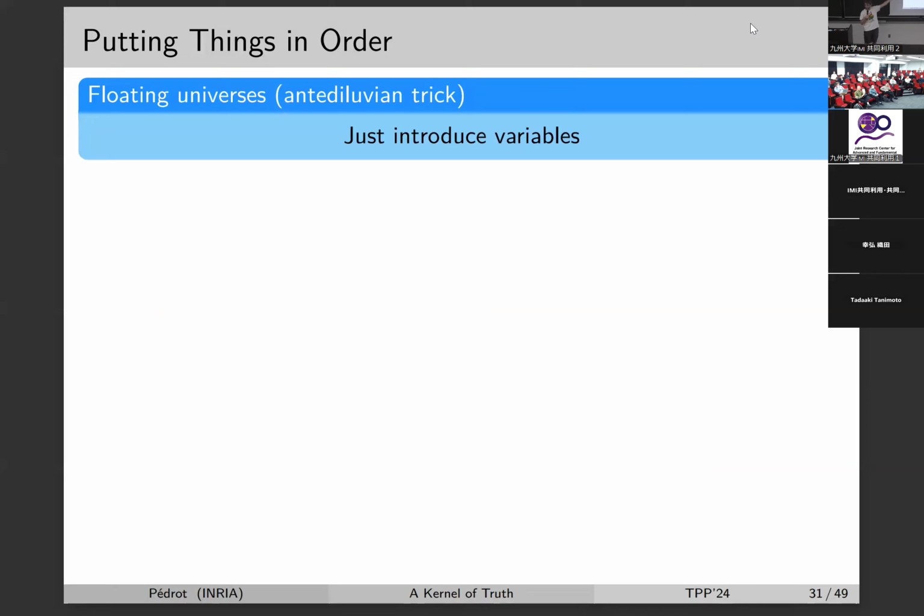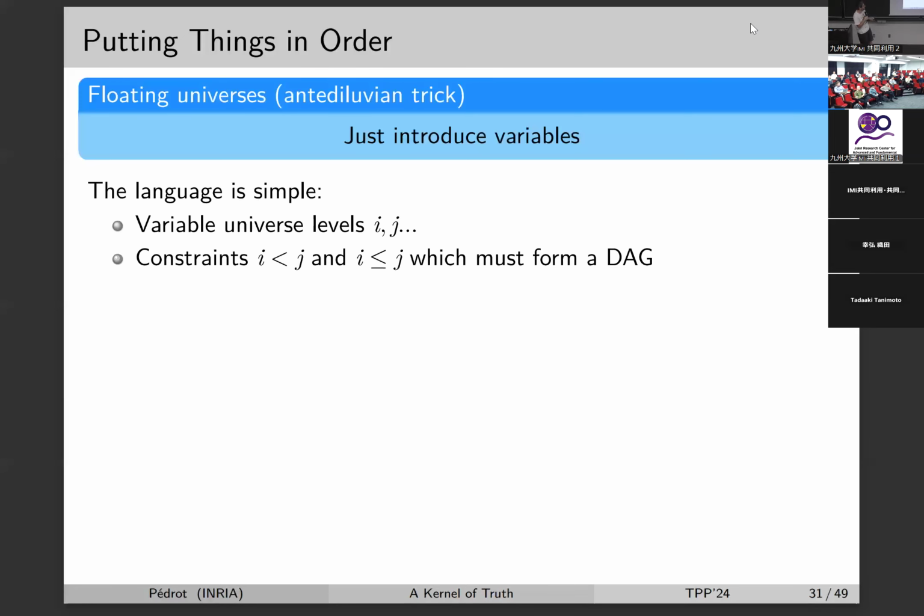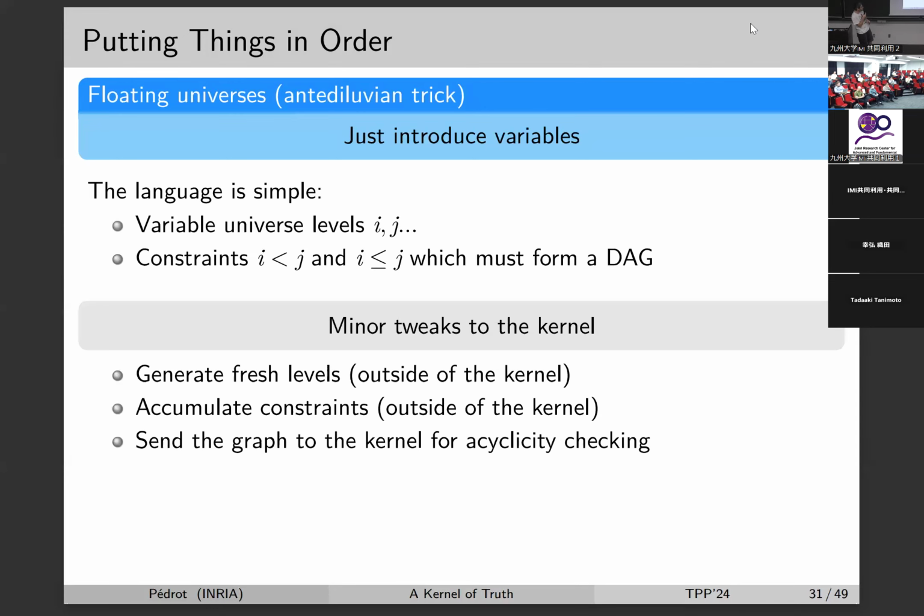Okay, so I spilled the beans already. Why not just introduce names? It's better, it's more modular than natural numbers. So we are going to introduce what I call floating universes. Basically the idea is that instead of having a fixed natural number, you have a name that lives in some kind of global state. And you have a way to add constraints between your names, and they must form some kind of directed acyclic graph to ensure that you can actually linearize it to natural numbers if ever you need to do that, to ensure consistency. Okay, so that's a very well-known technique.